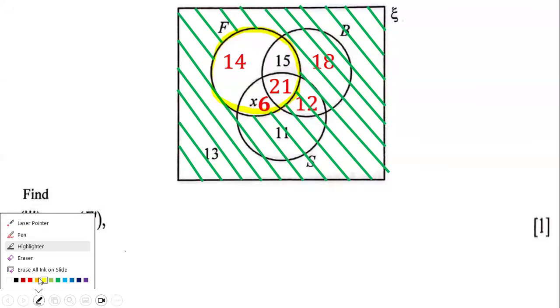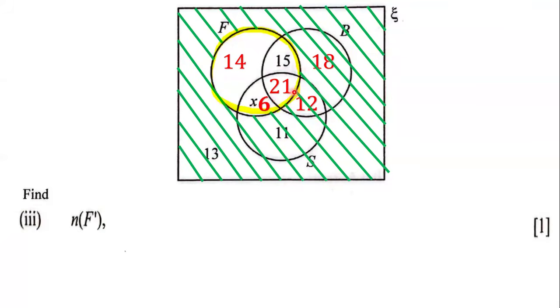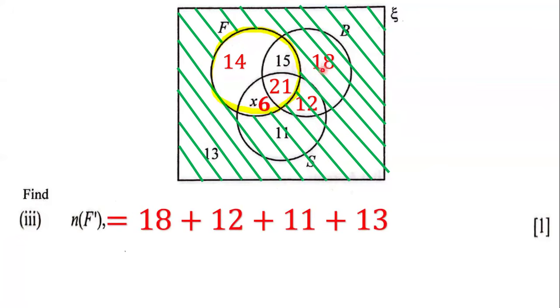But we can include any other number that is inside the universal set. So we can include 18, 12, 11, 13. Those are all fine, but we cannot include 14, 15, 21, and 6. And so that means that the number of elements in F complement is going to be 18 plus 12 plus 11 plus 13. Again, 18 plus 12 plus 11 plus 13.